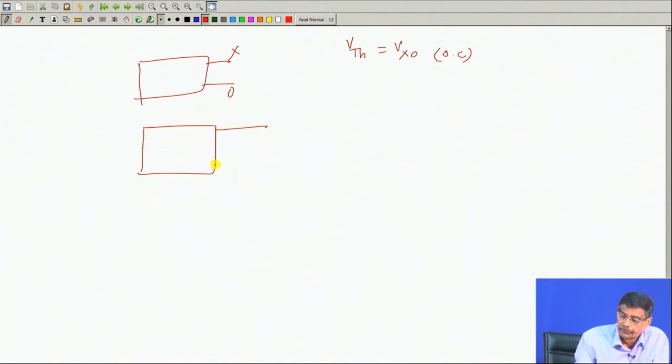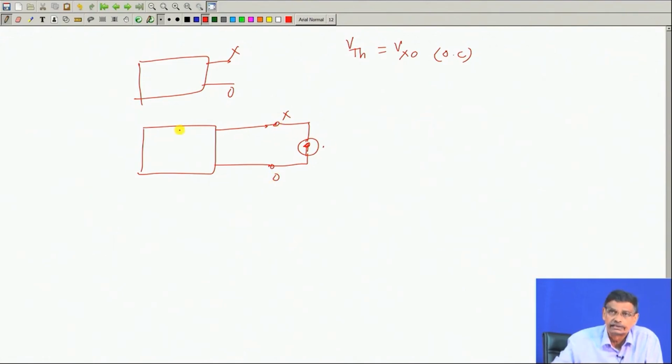You replace the independent sources by their internal impedances, keep the dependent sources present, and excite these 2 points X and O with a known source, maybe a current source, maybe a voltage source, whatever it is. If you excite it with a current source, find out what V XO is now. Then V XO divided by this current will give you the R Thevenin.